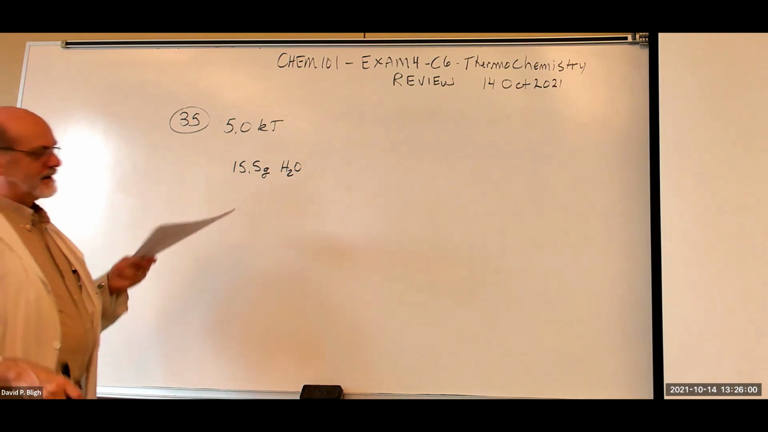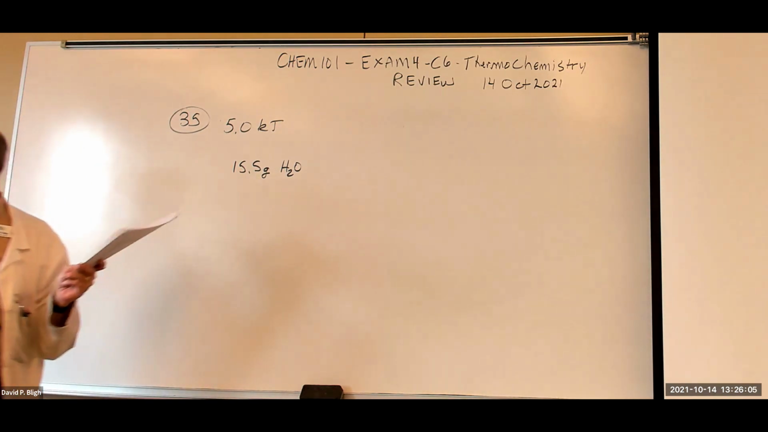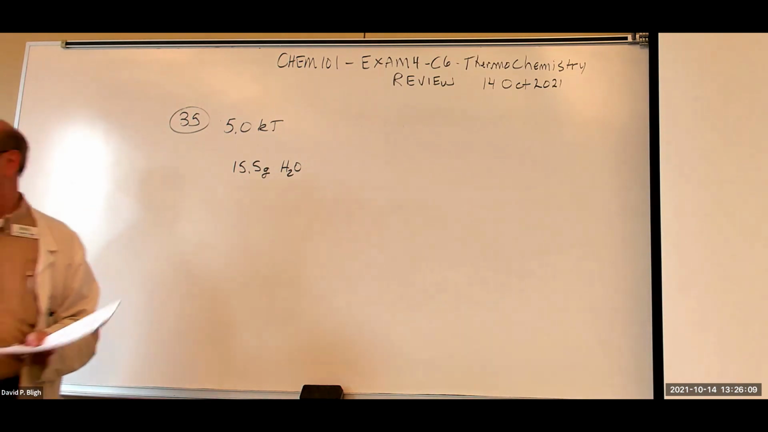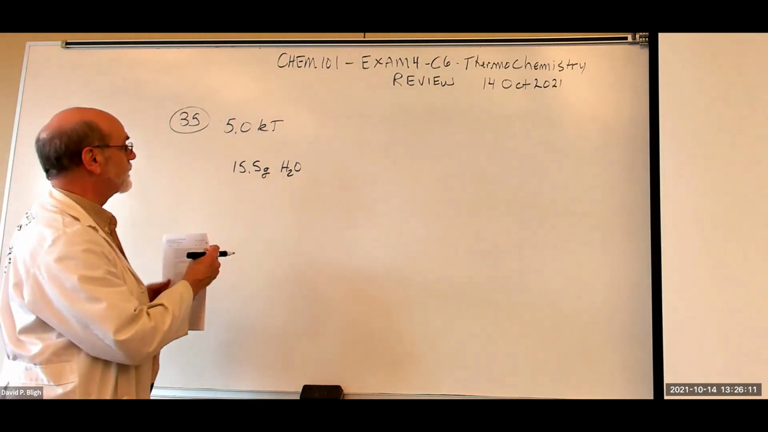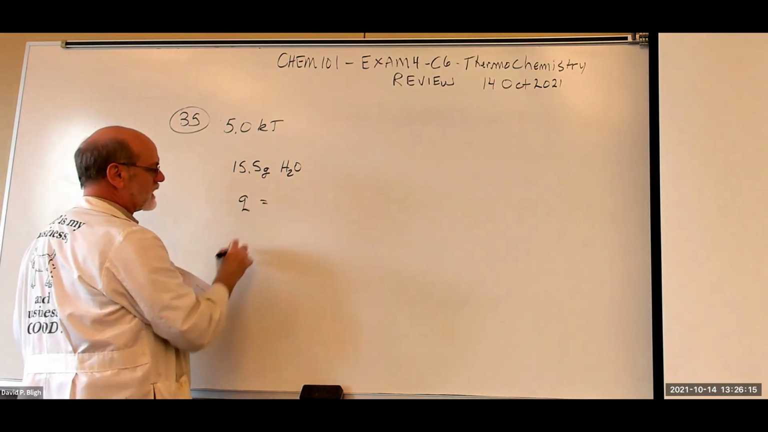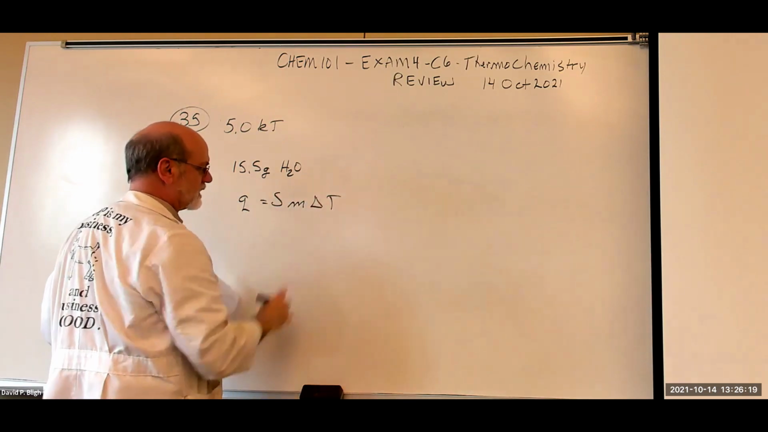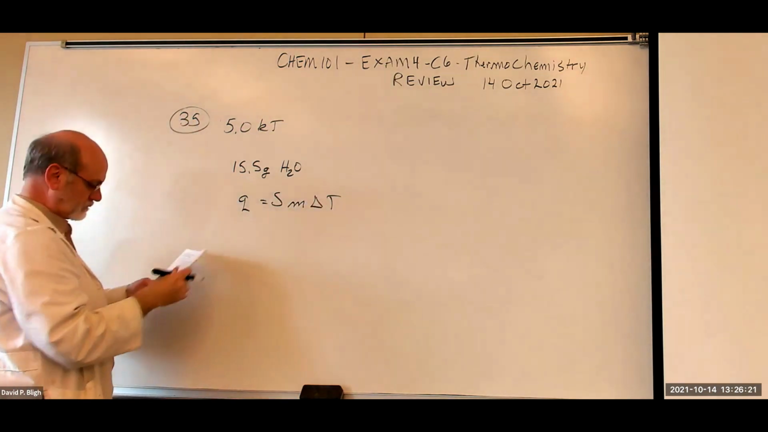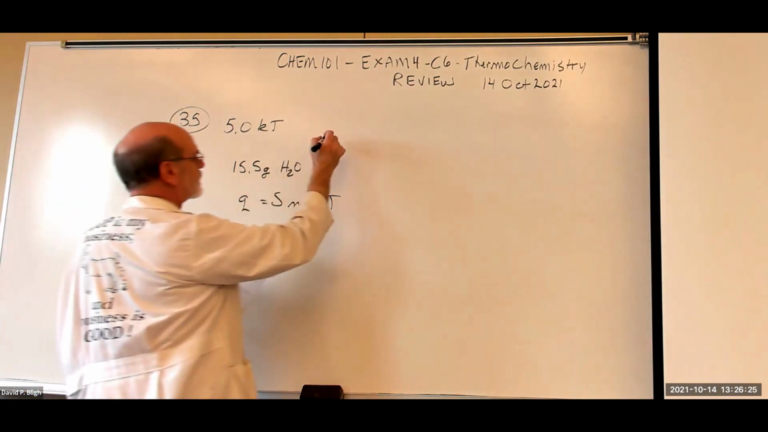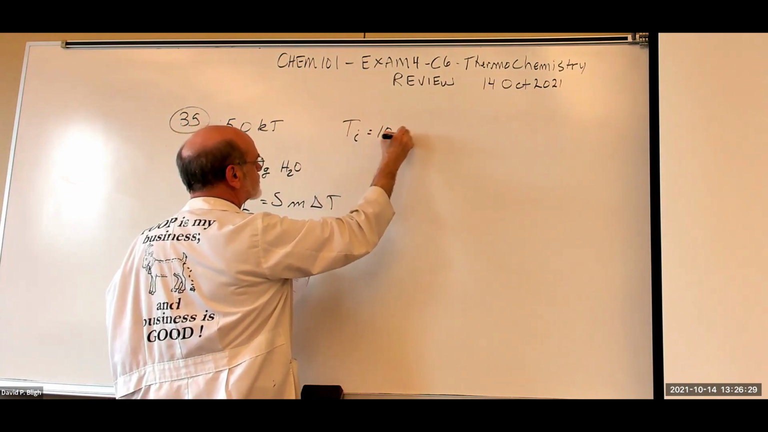So how do we know whether it's a liquid or boiling or vaporized? Temperature. What's the temperature of the water? Okay. So how do we do that? Well, Q equals S M delta T. And we're starting at 10 degrees. So initial temperature equals 10 degrees C.